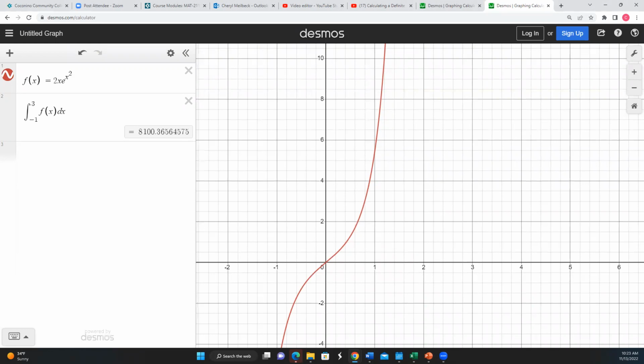So in the link, I'm going to give you a link to how to do this on different Texas Instruments calculators so that you'll have a variety of ways you can check your work.